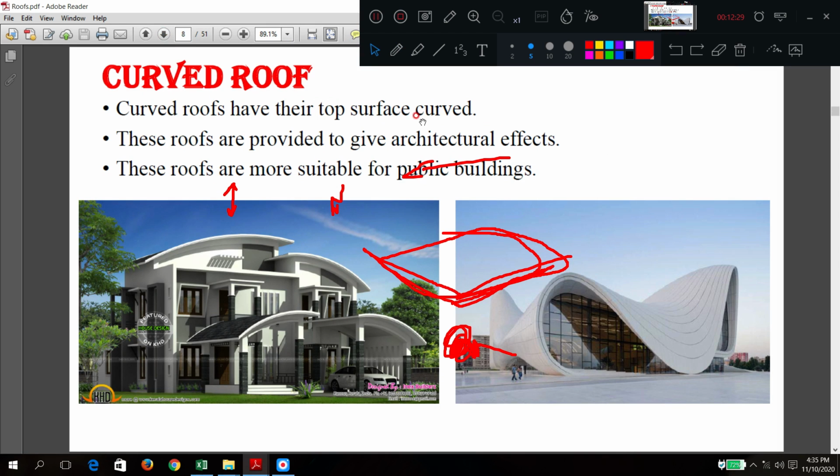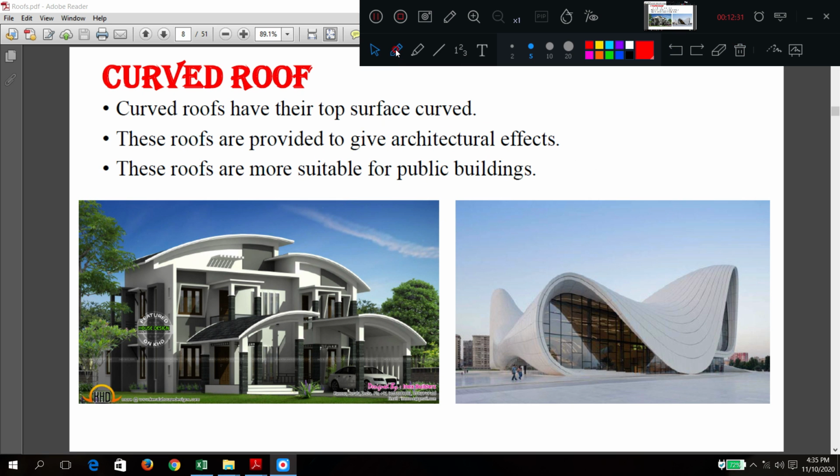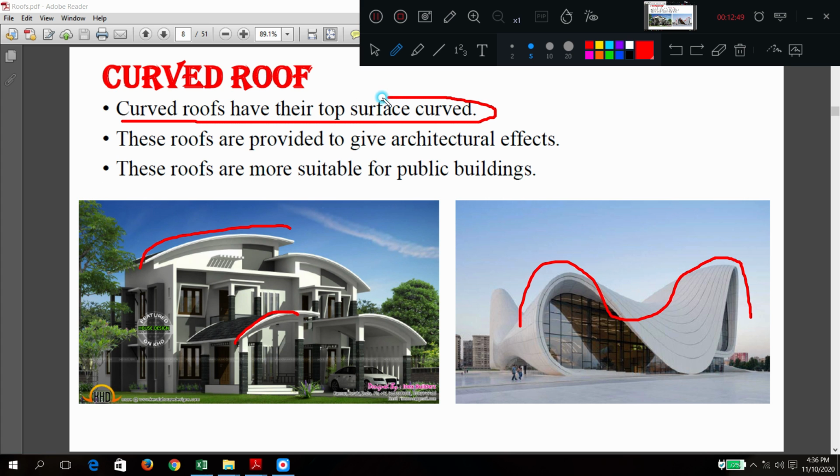Very important: curved roof. What is this curved roof? Pure architectural shape. See here, an architectural shape like this. You construct this type of building because it is very attractive in nature. Curved roofs have their top surface in a curve shape. That is why the name is given curved. They are given for architectural effect, so generally suitable for public buildings.